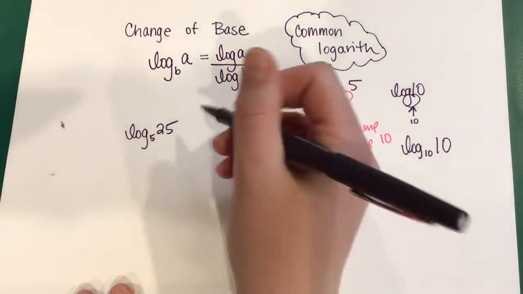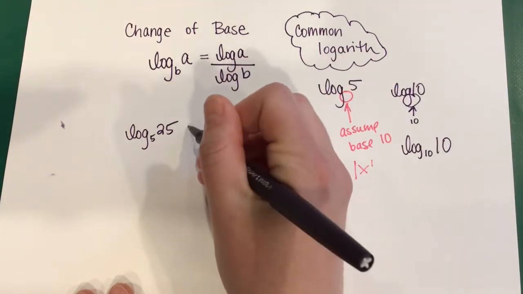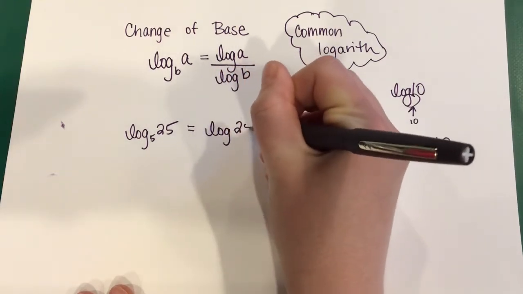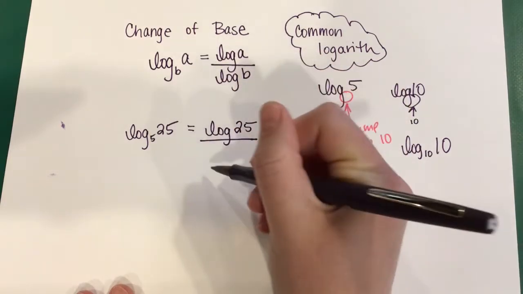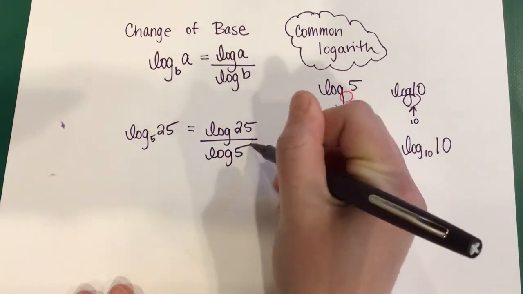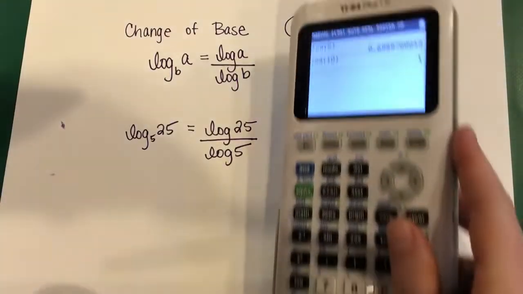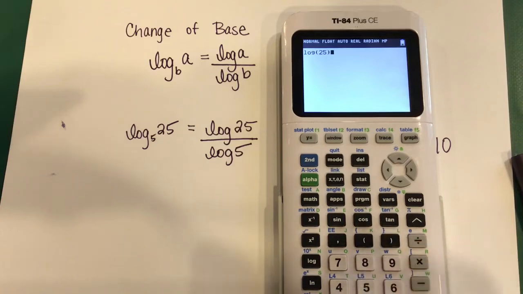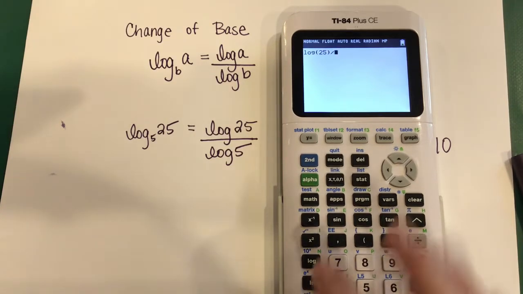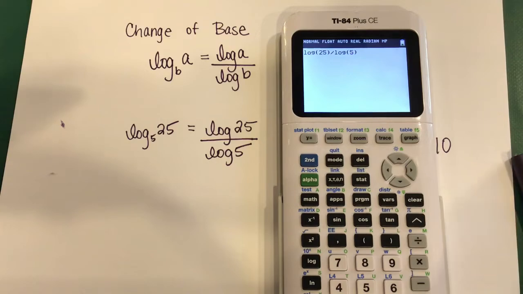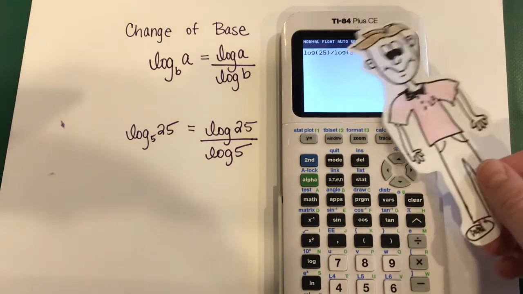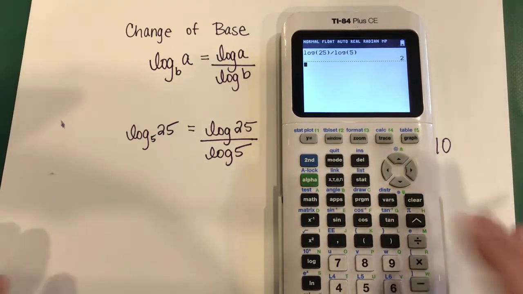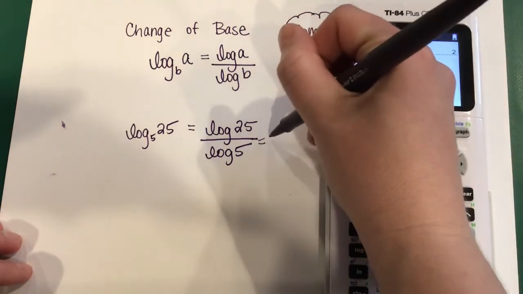Now, if I want to try this in my calculator, what I can do is log of 25 over log of 5. So, let's check this out. Log of 25 divided by log of 5. I don't need a calculator. I know what it is. It's 2. You were right. So, we know that this is going to equal 2.